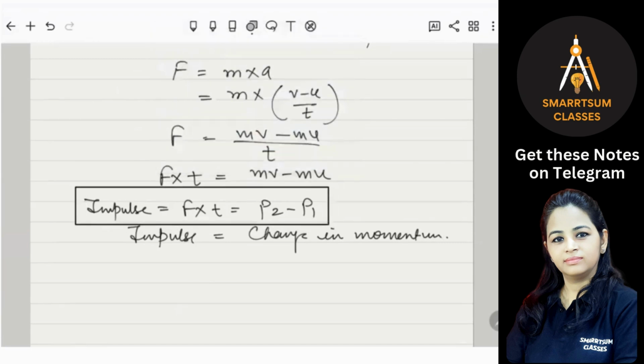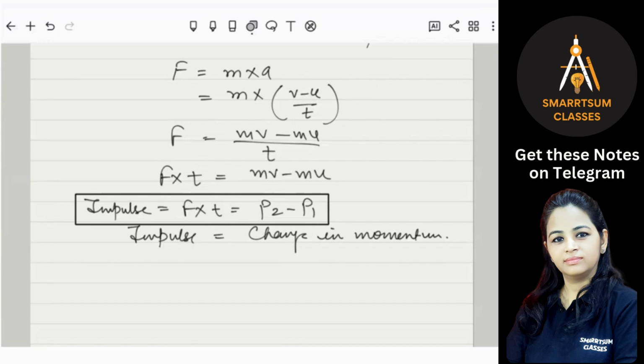Delta p, p2 minus p1. This is change in momentum and this is called impulse. And it is equal to the product of the force and the time for which that force is applied on the body. Okay? For how long the force was applied, right? That is the impact and that is the impulse.